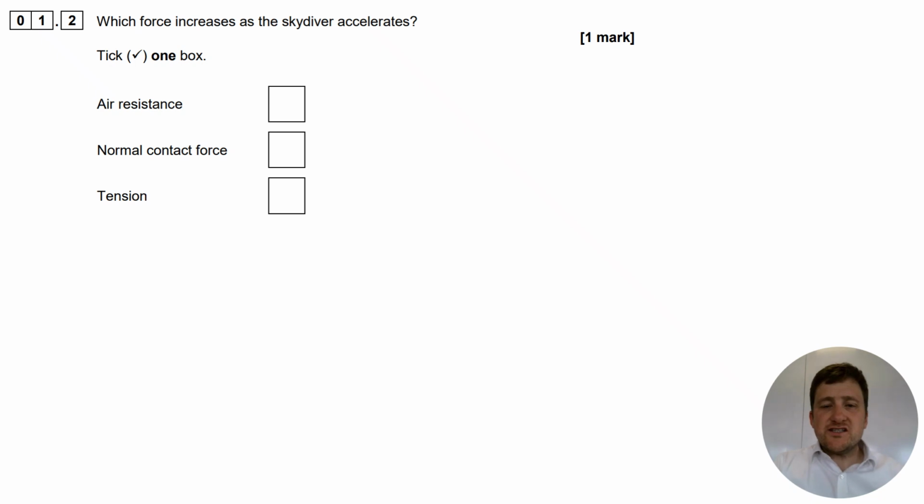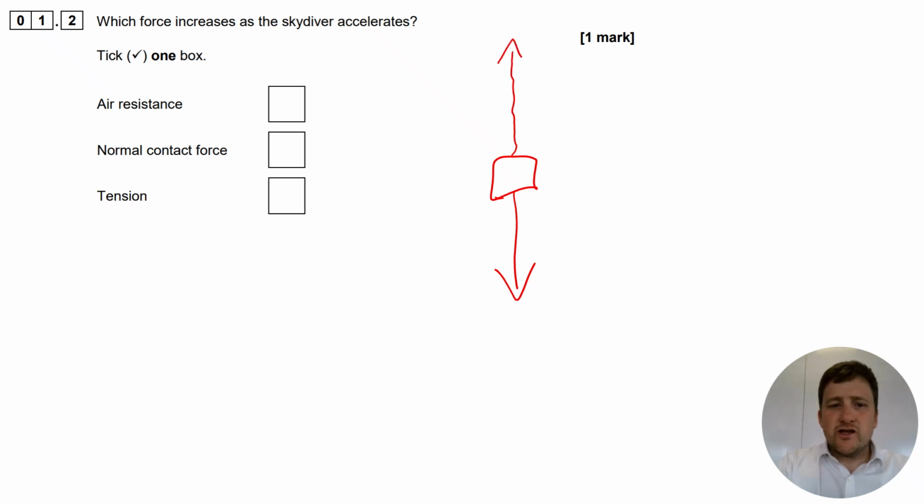Which force increases as the skydiver accelerates? Again, we're thinking they're moving down, that's our gravitational force. And which force is going to increase? Well, if we have our skydiver here and we have gravity acting downwards, you should know that as they speed up, as their velocity increases, the opposing force also increases, and that is air resistance. It's testing whether you understand that as you increase your velocity, the air resistance or drag will also increase.